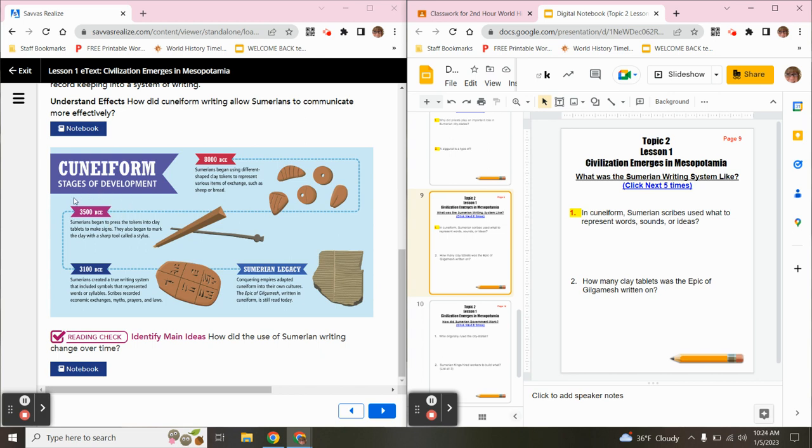It then moved into around 3500 BCE, where Sumerians began to press the tokens into clay tablets to make signs. They also began to mark the clay with a sharp tool called a stylus. In 3100 BCE, Sumerians created a true writing system that included symbols that represented words or syllables. Scribes recorded economic exchanges, myths, prayers, and laws. So this is your first writing system.